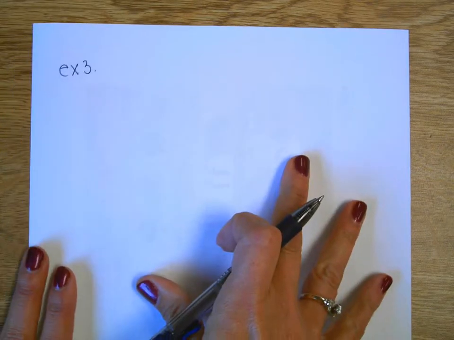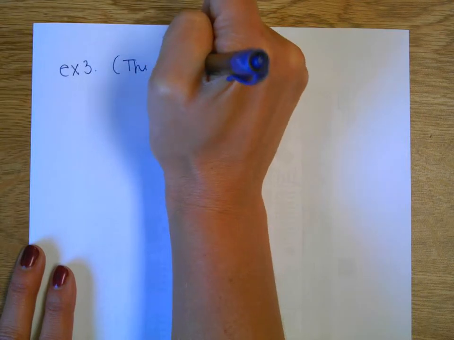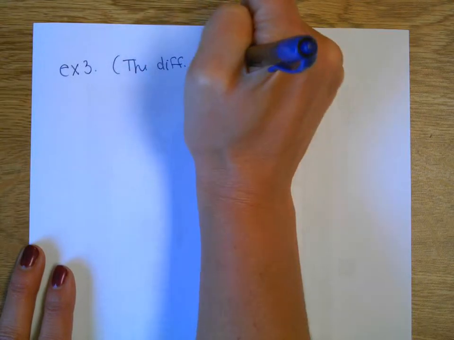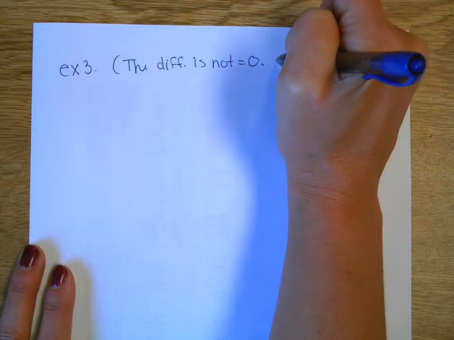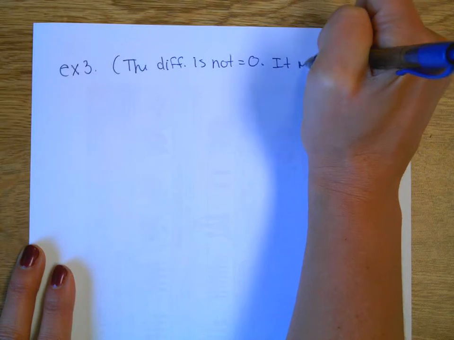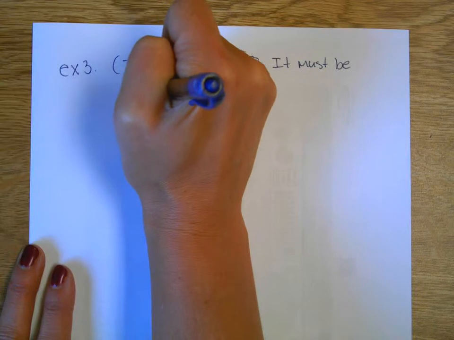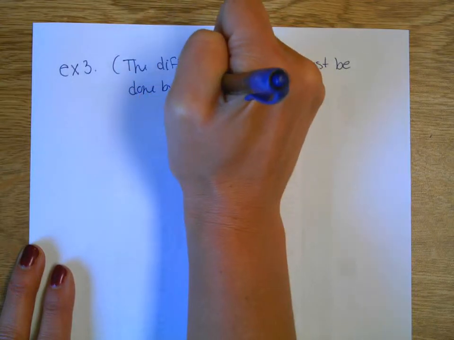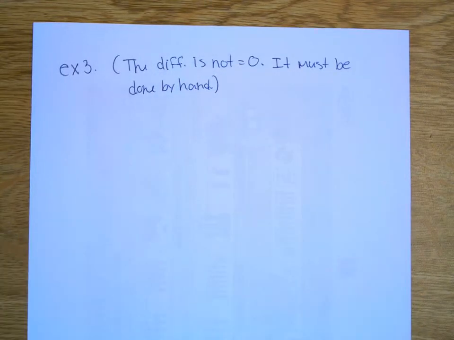Okay. This one is going to be the difference is not 0. So I just kind of want to head that up. Difference is not equal to 0. It must be done by hand. Okay, so then the information you need.